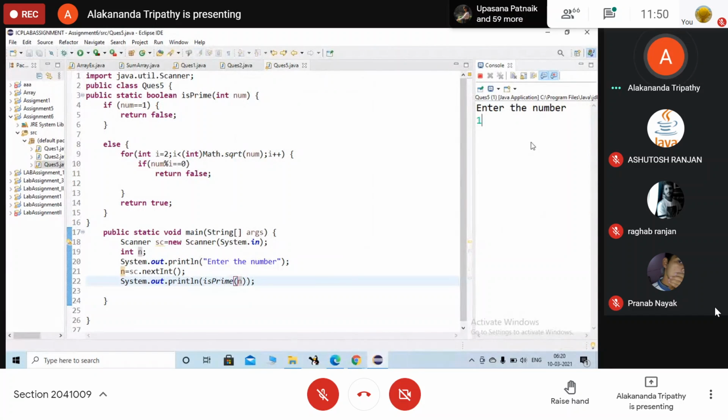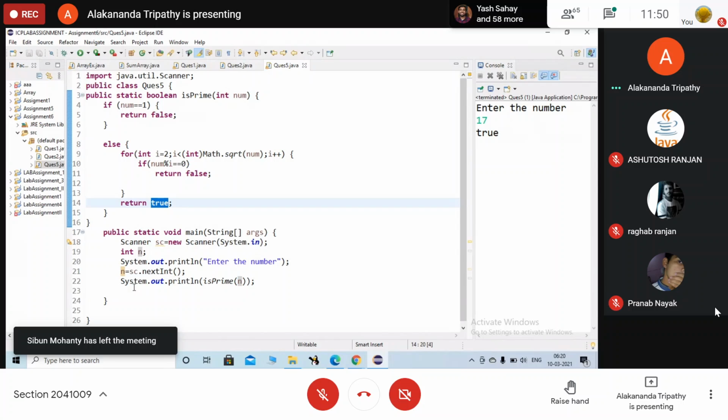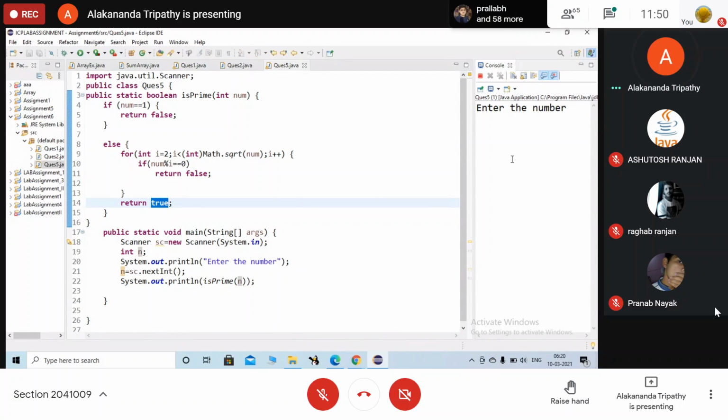Check. 17 is a prime number, तो तुम्हारा यहाँ पर आंसर क्या आ गया? True. Again I will run the code. 12. What is answer? False. Again run the code, enter the value 2. 2 के लिए क्या आ रहा है? What is the output here for 2?